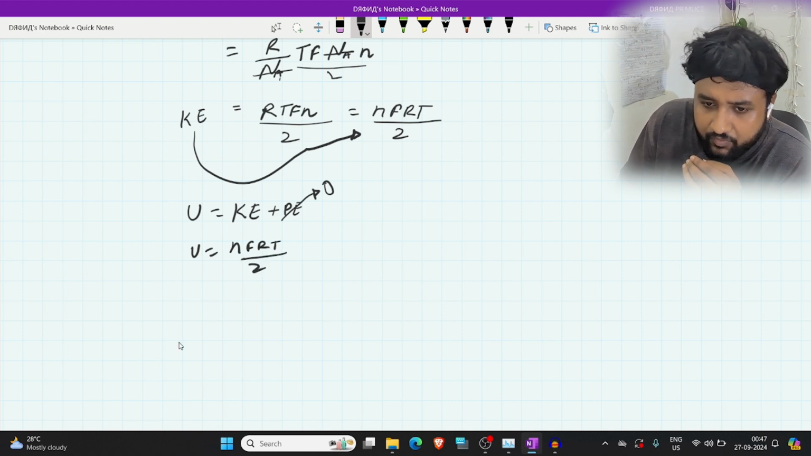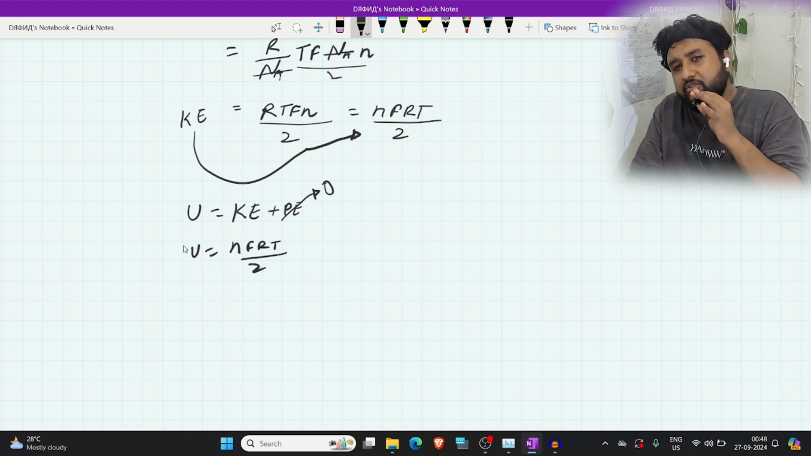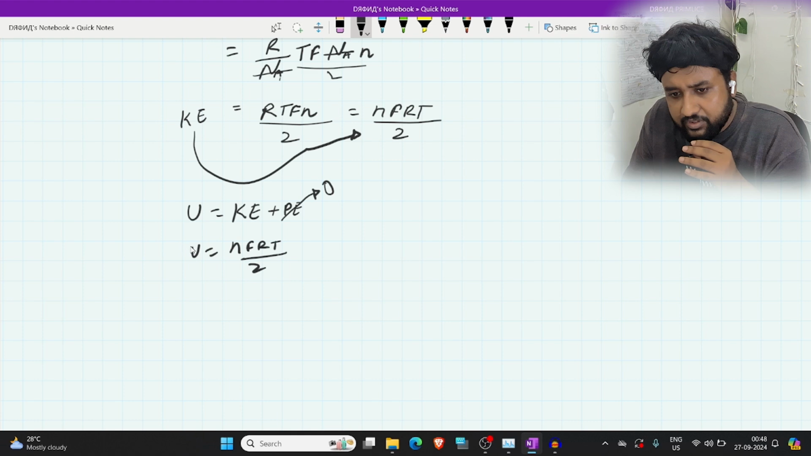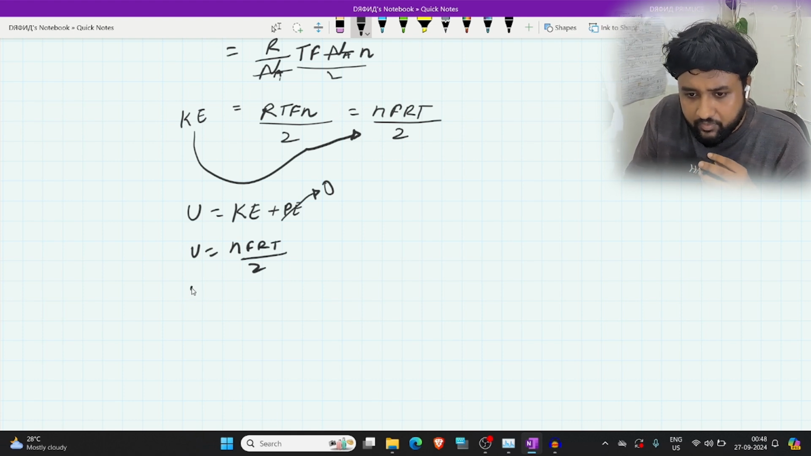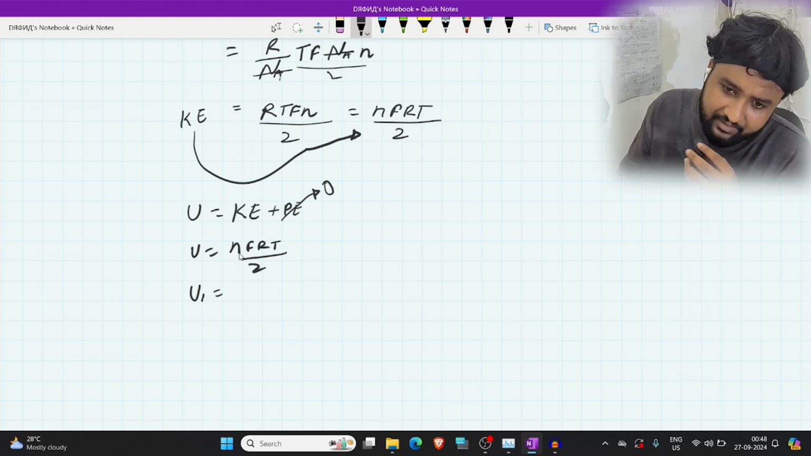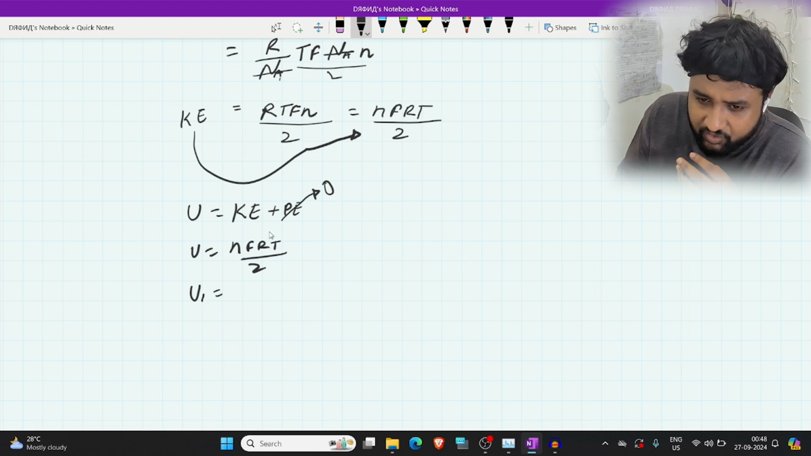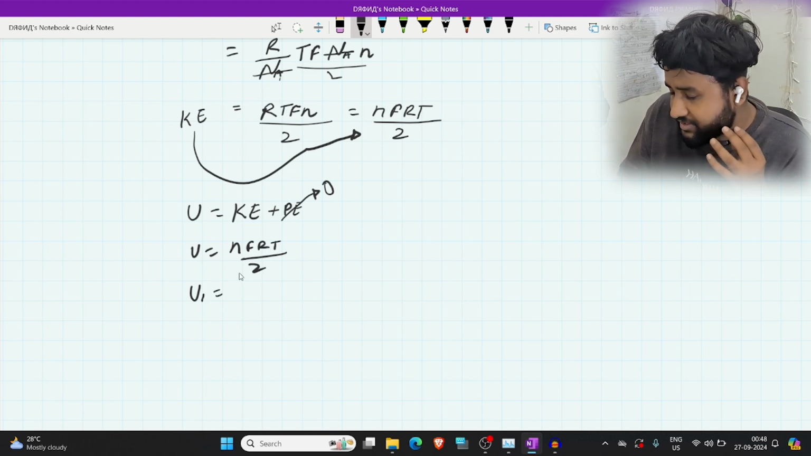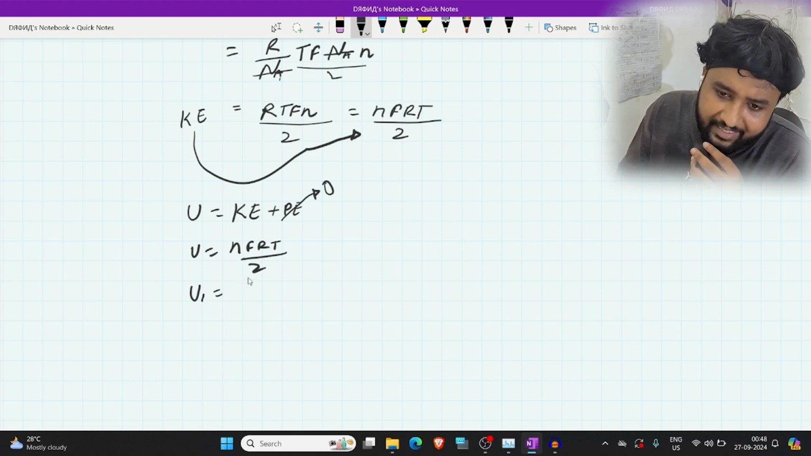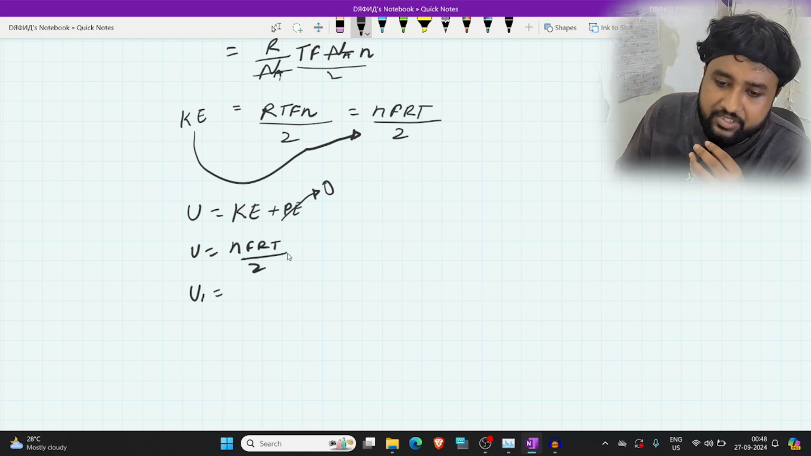nfRT by 2, right? Now we have to change this total energy. We have to convert this U into delta U. So what if I write U1, for the same gas, what is the quantity that we can change? Here we have the number of moles, which is not changeable. Degree of freedom cannot be changed. Gas constant, as the name suggests, is a constant in itself, so it cannot be changed. So these three are constant. Only temperature can be changed.